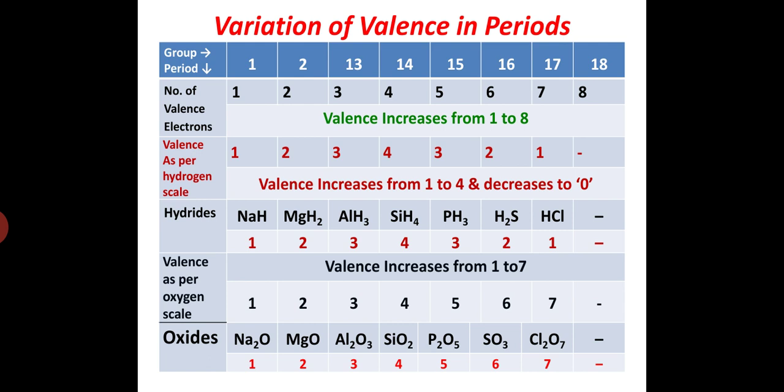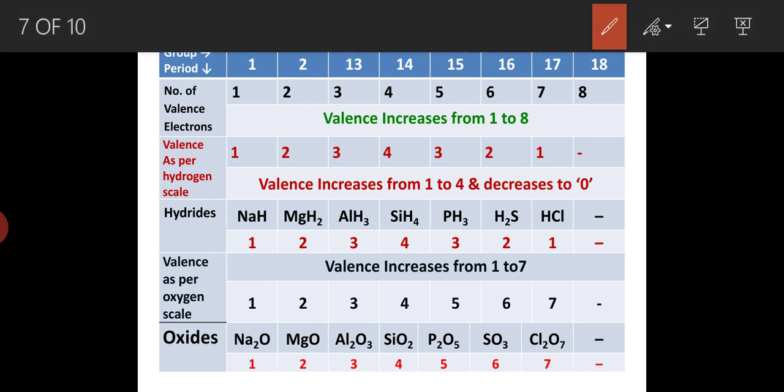Then the variation of valence in a period is given in tabular form. So, groups 1, 2, 13, 14, 15, 16, 17 and 18. In the first group the number of valence electrons is 1, in the second group it is 2, in the 13th group it is 3, 14th group 4, 15th group 5, 16th group 6, 17th group 7, and in the 18th group 8 valence electrons are present, and valence increases from 1 to 8.